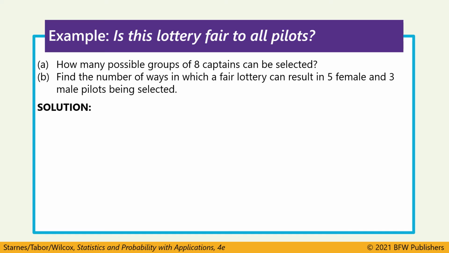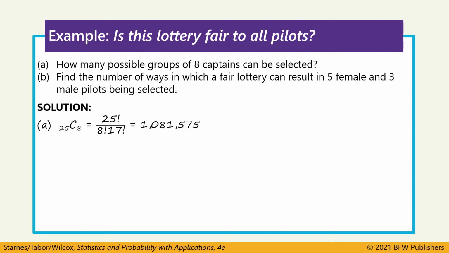Now, the first thing we're asked is how many possible groups of 8 captains can be selected. There are 25 captains in total. We're choosing 8 of them. Order does not matter. So there are over 1 million possibilities for groupings of 8 captains chosen from a total of 25.